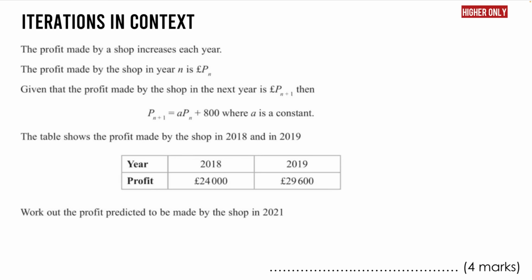This question is actually looking at an iteration in context, and we've got this concept of there being an unknown constant in the question. Now this one is actually about profit, so it says the profit made by a shop is given by this formula, AP plus 800. That means A times the current number plus 800. It says in 2018 they had 24,000 profit, and in 2019 they had 29,600 profit. Work out the profit predicted to be made by the shop in 2021. So obviously the next year would be 2020, and then we're looking for 2021.